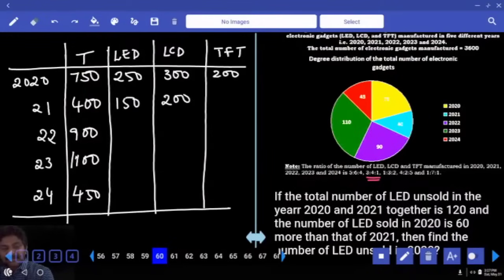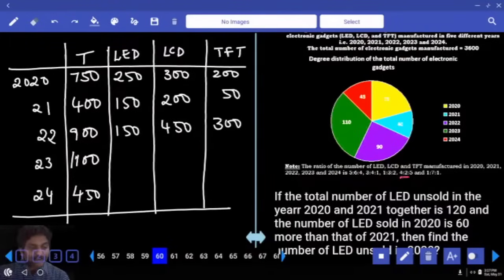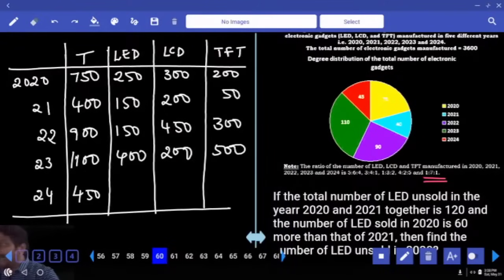Next year 1 is to 3 is to 2. 6 parts. 6 parts is 900. 1 part 150. 3 parts 450. 2 parts 300. Next year 4 is to 2 is to 5. 11 parts 1100. 1 part 100. So 4 parts, 2 parts, 5 parts. Next, last year 1 is to 7 is to 1, total 9 parts. 9 parts is 450, so 1 part is 50. 7 parts.